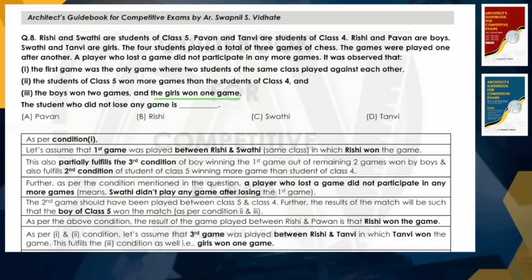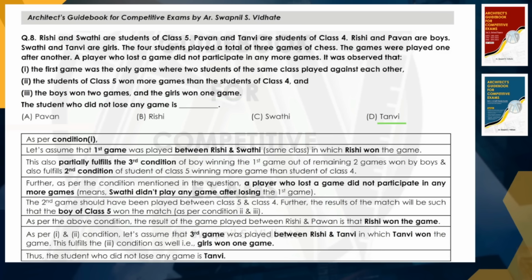Now, in the last one, as per conditions 1 and 2, let's assume that the third game was played between Rishi and Tanvi, right? In which Tanvi won the game. Now, this also fulfills the condition that the students of class 4 won 1 game, as well as one girl has won 1 game out of the 3 games, right? So this also fulfills the third condition, that girls won 1 game. So, as per this, the student who did not lose any game will be Tanvi, right? So that is mentioned in option D.